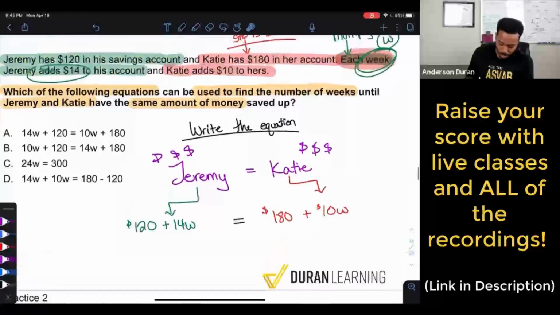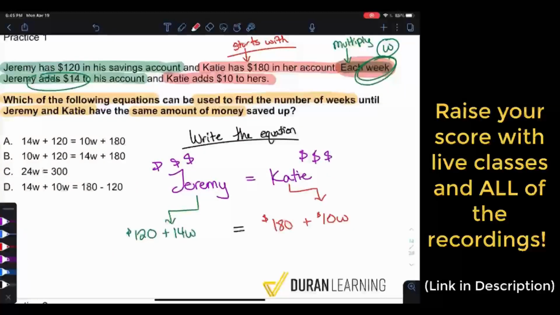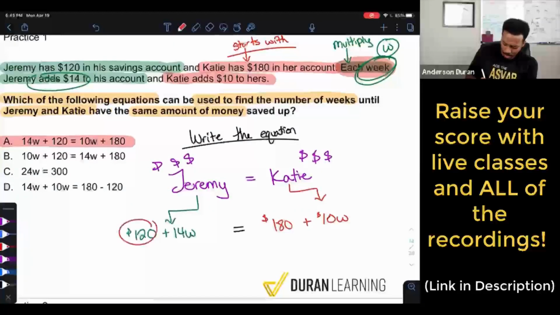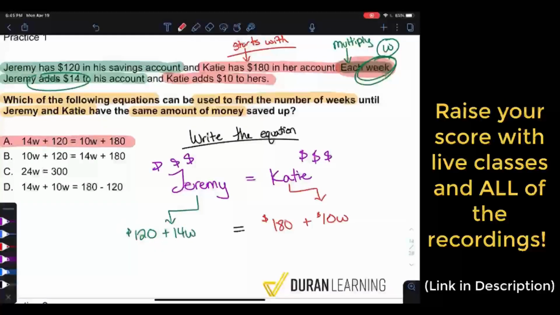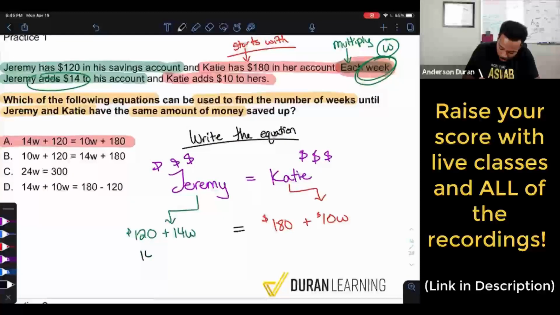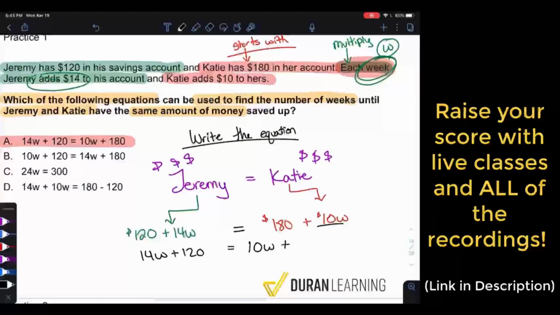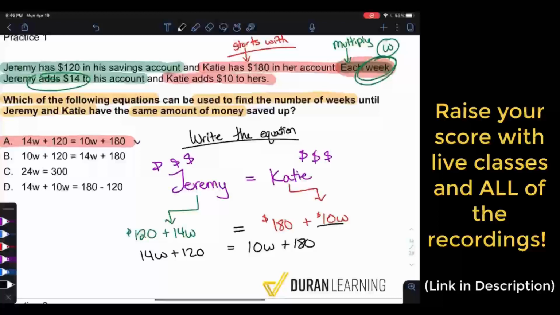And so, everybody, the answer here is going to be what? A. Why is it A? We have 120, and 120 appears there. And then we have 14, and 14 appears here. How does that make sense? It's the same thing. 1 plus 2 is the same as 2 plus 1, right? And so we're perfectly allowed to say 14W plus 120 equals, putting that in the front, 10W plus 180. You're perfectly allowed to. And that's why A is the answer.